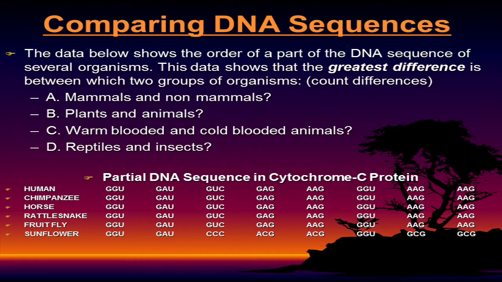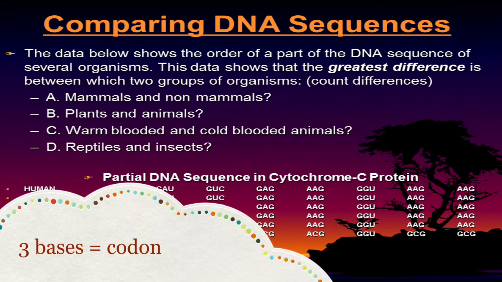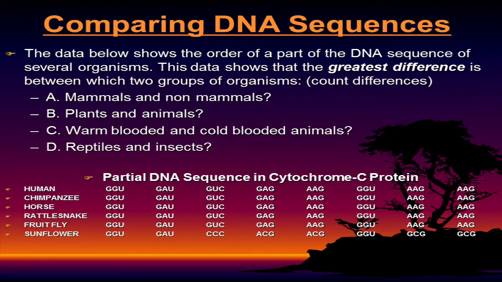So, since we're looking at which two are the least related, we have to count the differences in the data table below. This table actually breaks up the DNA sequence by 3 nucleotide bases. Remember, that's what we call a codon. So we're actually going to read this column by column. Let's focus on the first column. Notice as you read down the column, all the organisms share the same codon, GGU.